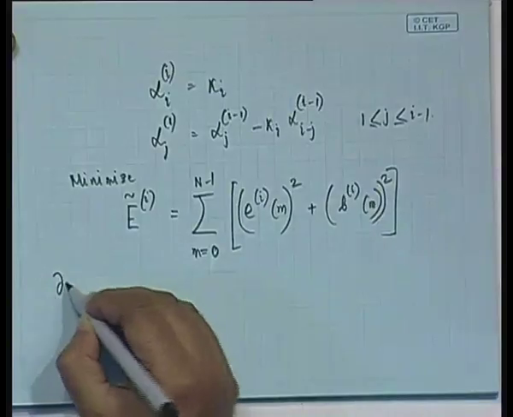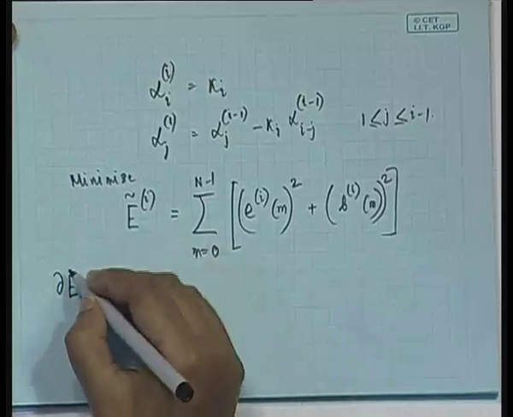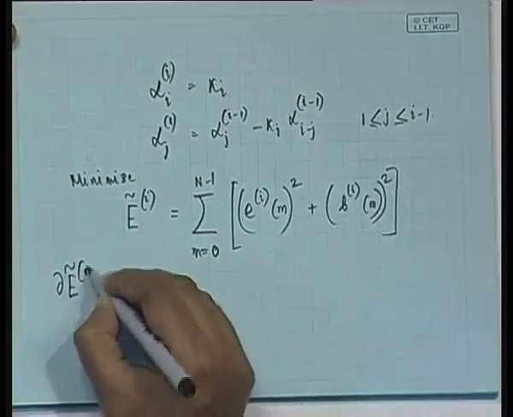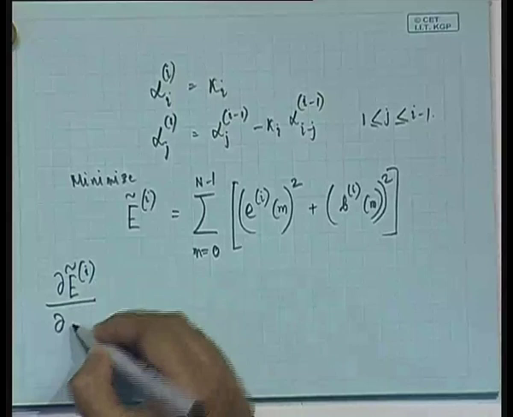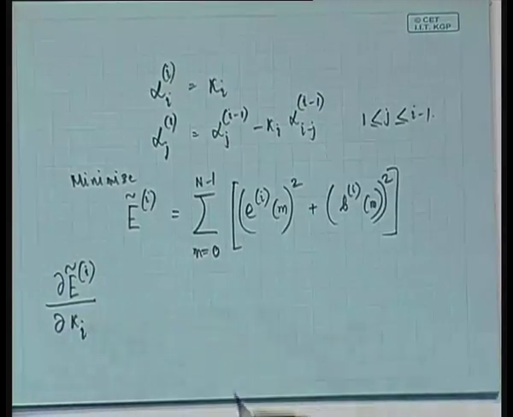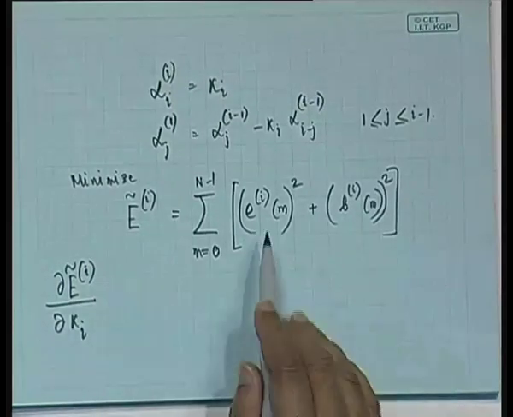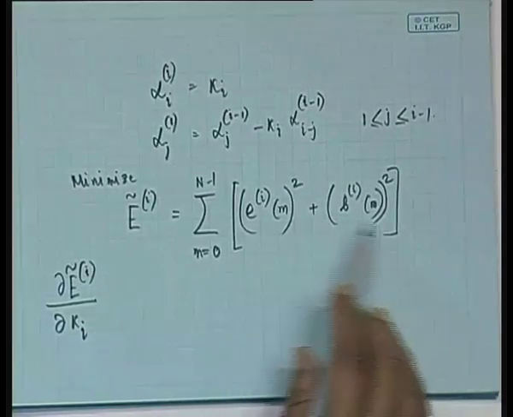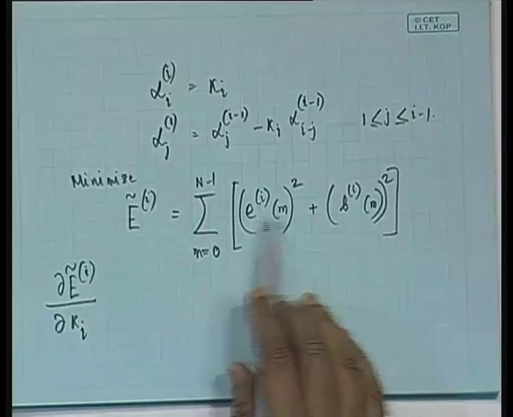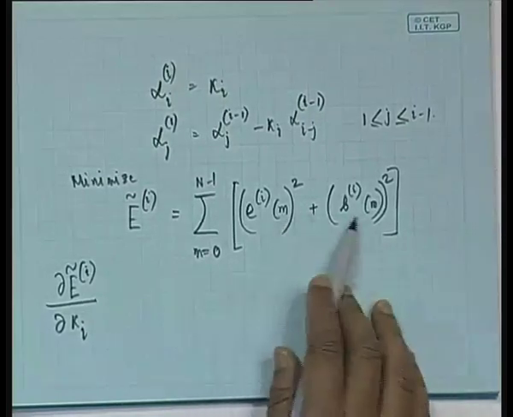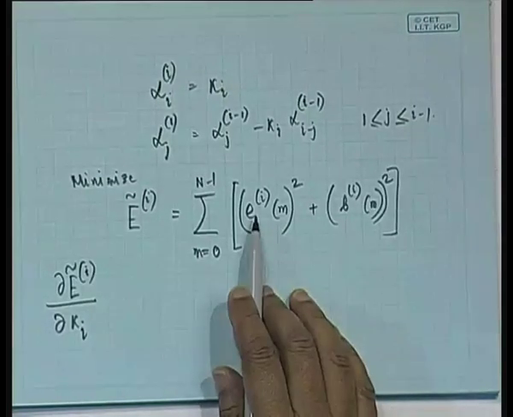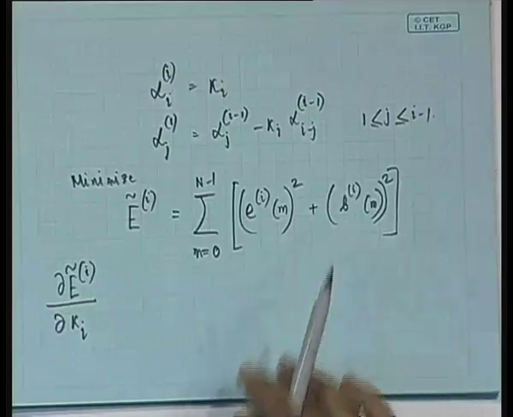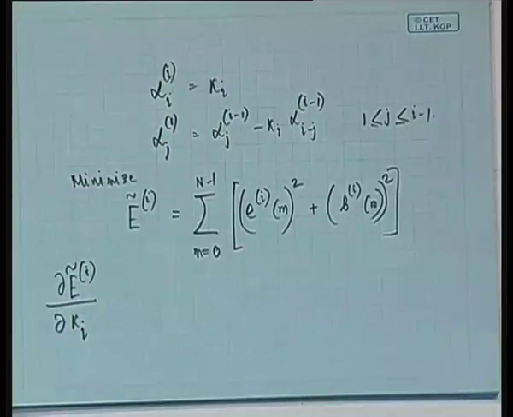So what we have to do is to minimize this. We differentiate this with respect to ki. Now, ki we do not see directly in this expression, but please let us remember the expressions that we had obtained for the EI and BI in terms of the KIs in the last class. So, let us see this.